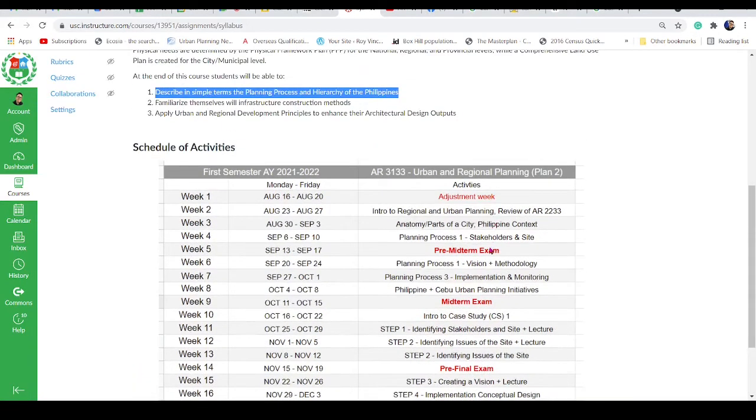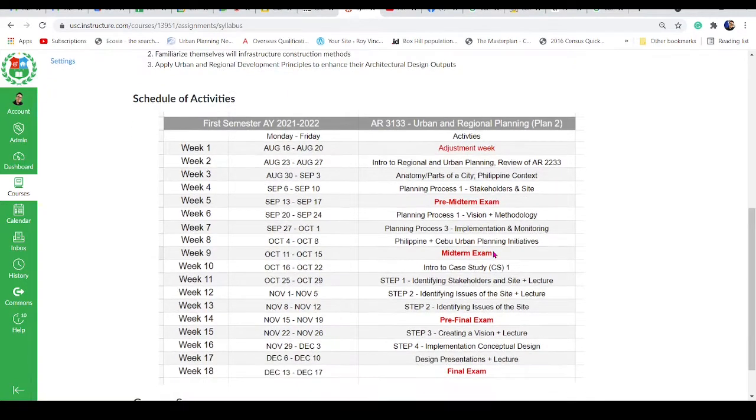Okay, so we have schedules here. Week 5, that's September 13 to September 17, somewhere along that, we will have our pre-midterm exam. So that's an important week. If you'll be absent during this week, please let me know at least a week before, so we can arrange a makeup activity. I still have a couple of students from last sem, both 2233 and 3133, still making up because they got INC. It just makes it a lot easier to keep things in order.